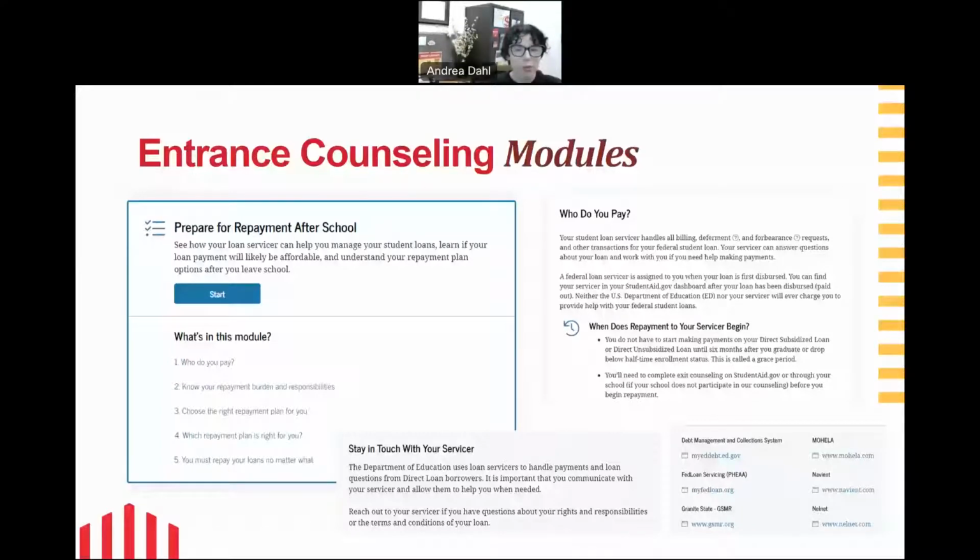You'll also go over the two categories of repayment plans, which are traditional and income-driven plans. You can read about the different types under those two categories and think about which repayment plan might be the right one for you. Remember, you must repay your loans even if you don't complete your program or aren't able to obtain employment in your field of study upon graduation.